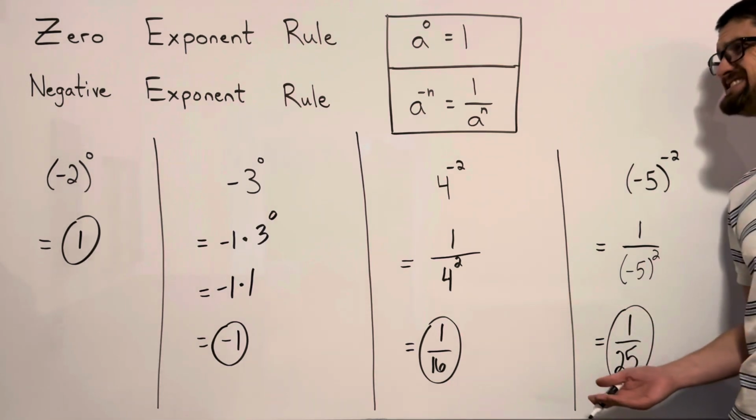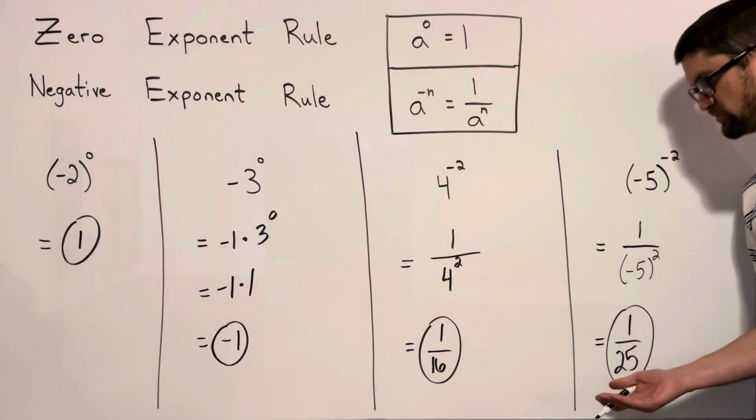That is using the zero exponent rule and the negative exponent rule. There you go.